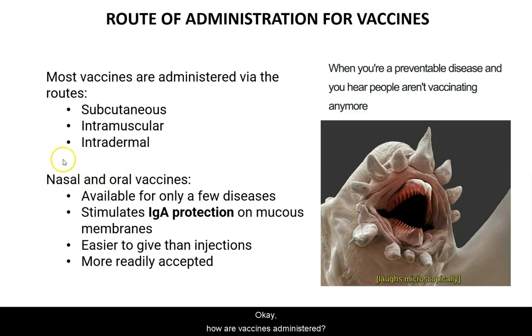Okay, how are vaccines administered? Well, most are going to be administered either subcutaneously, intramuscularly, or intradermally. However, there are a few nasal and oral vaccines out there. Now, they're only available for a few diseases, and they're going to stimulate IgA in particular. And this makes sense, right? Because IgA is the immunoglobulin of our mucous membranes, and we're taking these vaccines through our mucous membranes. The great thing about these is that they're so much easier to give than injections, and they're more readily accepted by patients, especially children.